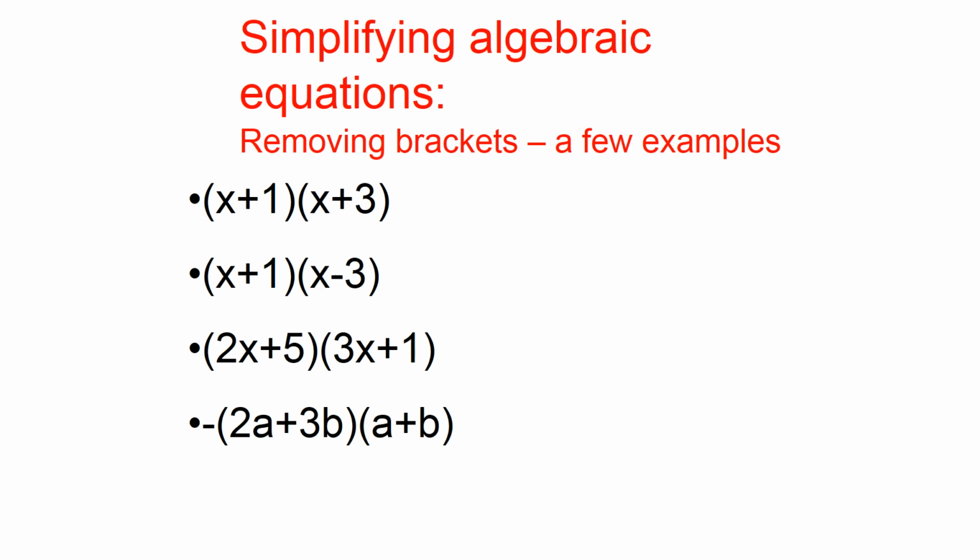Let's see how people fared. We've got the most popular answer, minus 2a squared minus 3b squared. So that's just that.